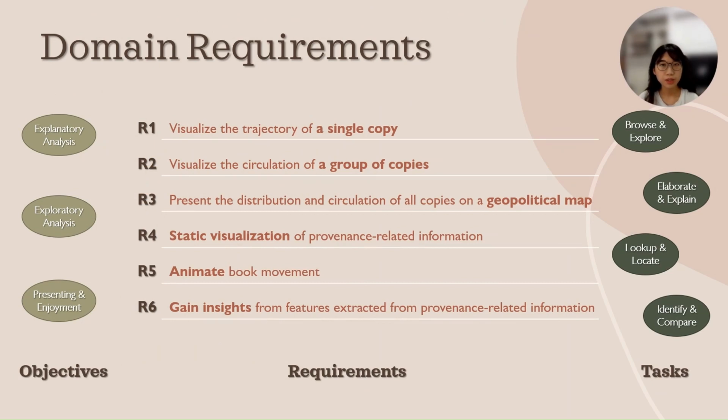Based on several discussions with the domain experts, we concluded the main objective is to support the explanatory and exploratory analysis of the data through visualizations. We distilled more specific requirements as follows and linked them with different visual tasks. The requirements span from visualizing a single book's journey to the flow of a group and to geographical representations. Moreover, we aim to highlight provenance-related details, animate book movements, and derive insights from them.